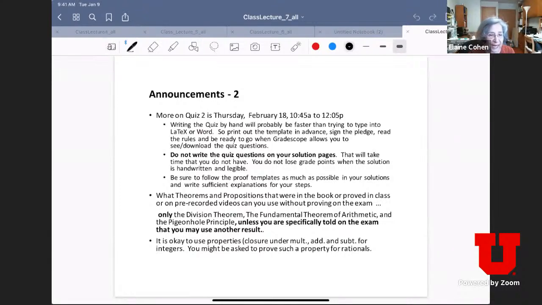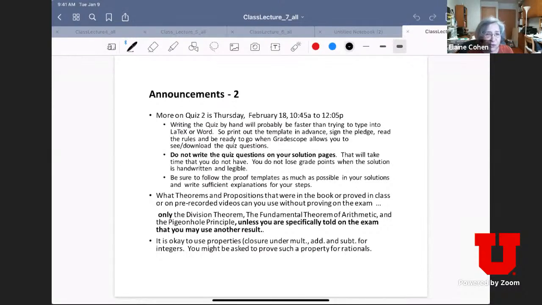Writing the quiz by hand is probably faster for you than trying to type it into LaTeX or Word. So my suggestion is, if you were short on time last time, I am taking your issues about length into consideration making the exam, but still you want to give yourself the most time possible. And to that end, I suggest that you print out the template in advance, sign the pledge, read the rules, and be ready to go when Gradescope allows you to see the quiz, download, or whatever.